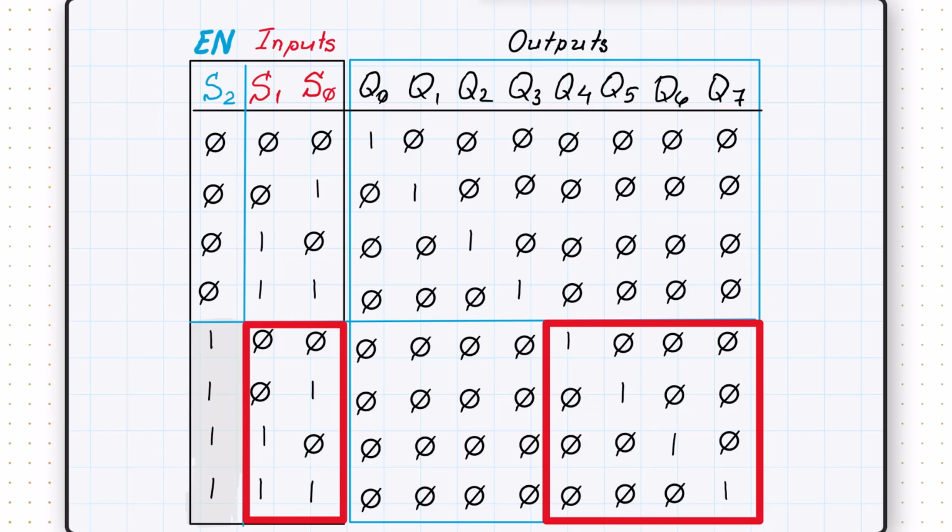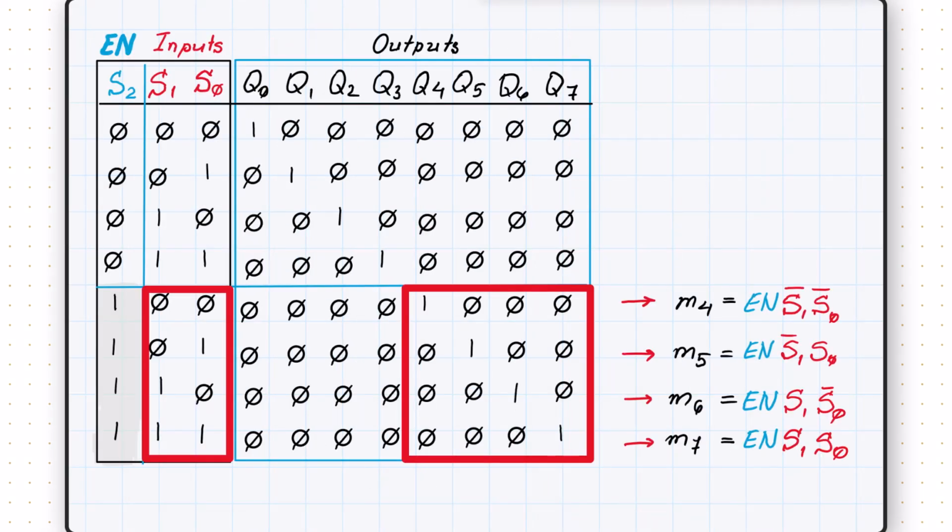if the enabling signal takes the value of 1. Which means at this stage I could rewrite one more time the minterms, concentrating on the expressions for Q4, Q5, Q6, and Q7, considering that the value of the enabling signal is 1. And here is what I got.